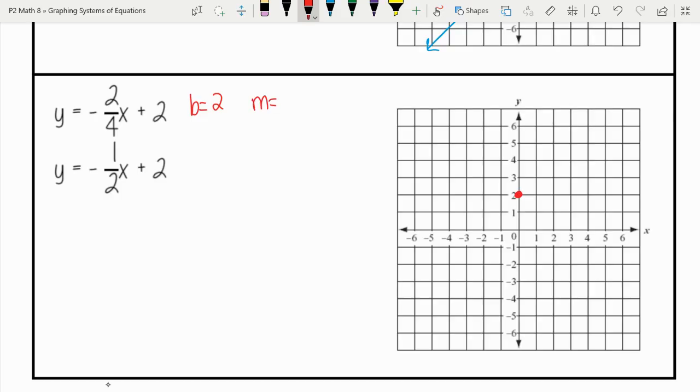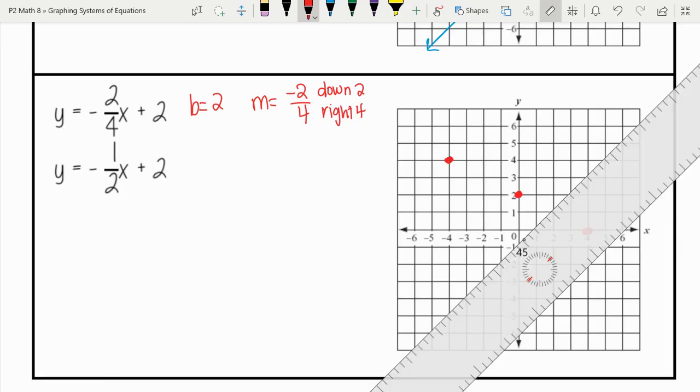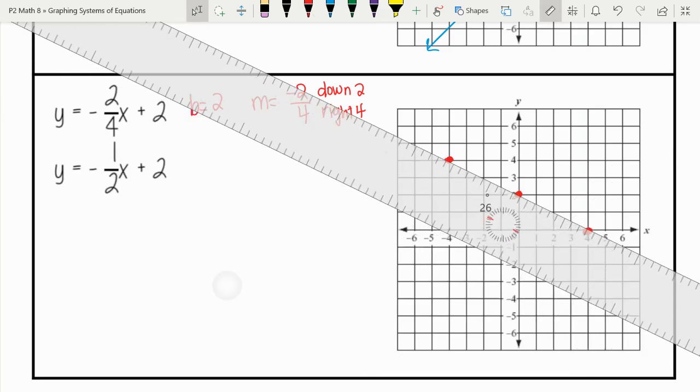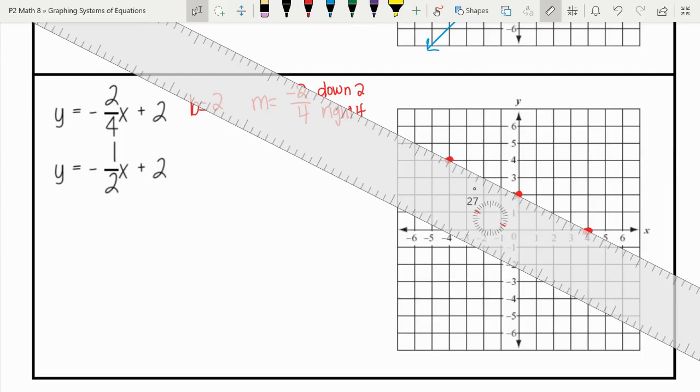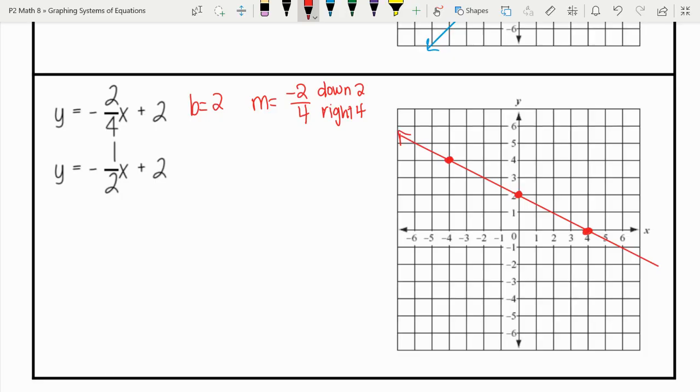Our slope is negative 2 over 4. So negative 2 on top tells us that we're going down 2. The 4 on the bottom tells us we're going to the right 4. So beginning at 2, we're going to go down 2 to the right 4. 2, 3, 4. And I'm going to go in the reverse order, up 2 to the left 4. 1, 2, 3, 4. And I'm going to go ahead and create my line. Right there. So my line looks like that.